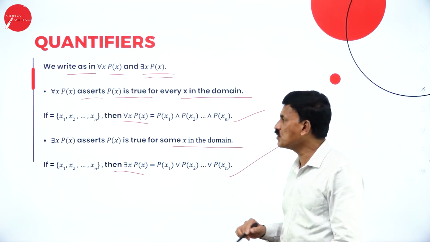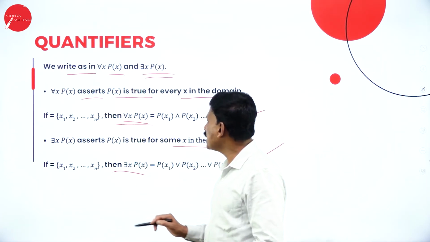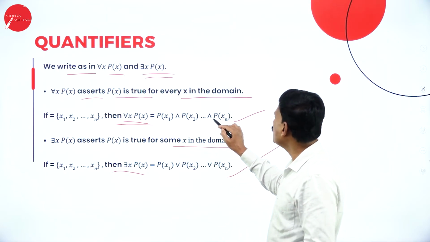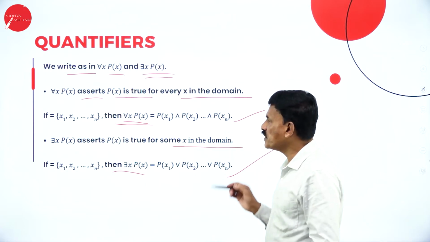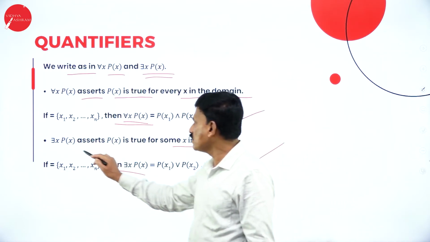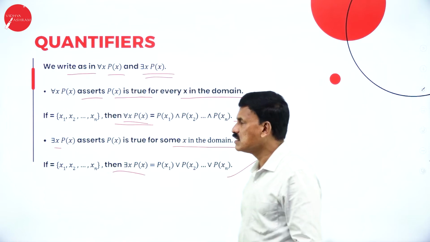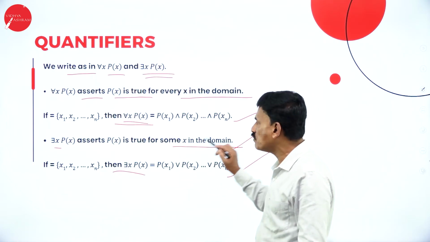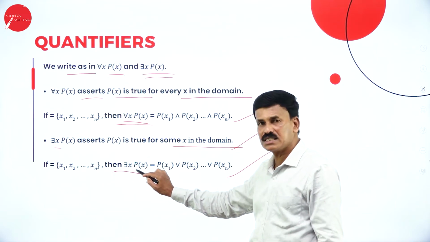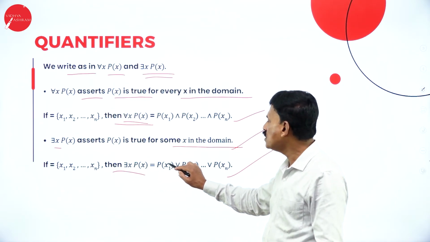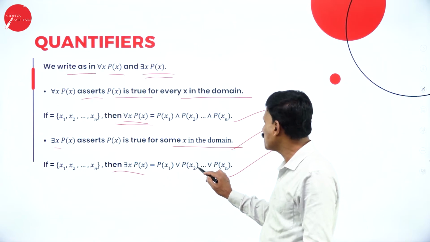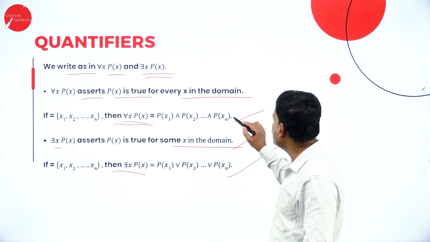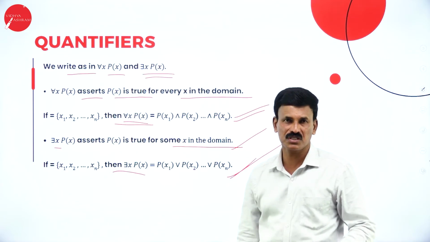disjunction P of xn. So, here for all x, P of x is denoted as P of x1 conjunction P of x2, etc., conjunction P of xn. Whereas there exists x, P of x asserts it is true for some values of x in the domain, and is denoted as there exists x such that P of x is equal to P of x1 disjunction P of x2, etc., disjunction P of xn. So, one is the conjunction, another one is the disjunction, right.